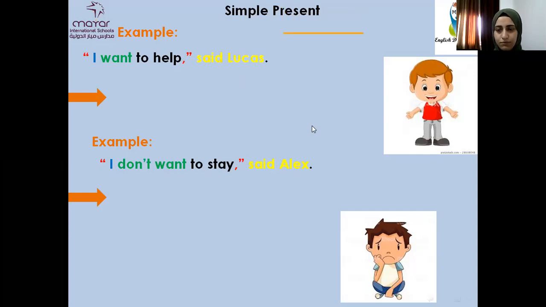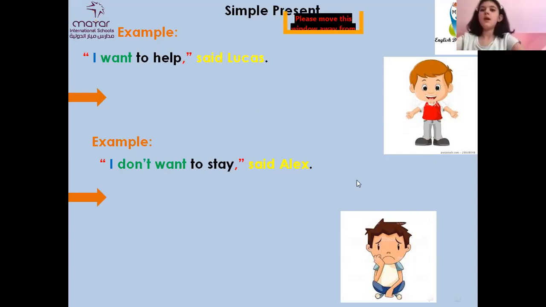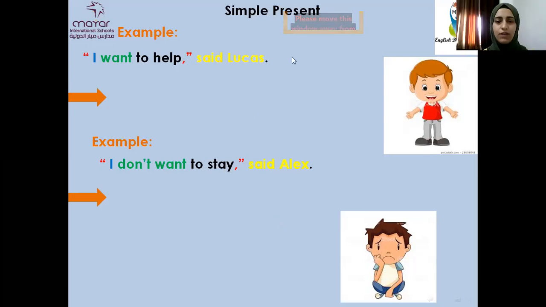Talia. All right, Talia, go ahead. I want to help, said Lucas. All right. Lucas said that he wanted to help. Excellent. Well done, Talia. Thank you so much.